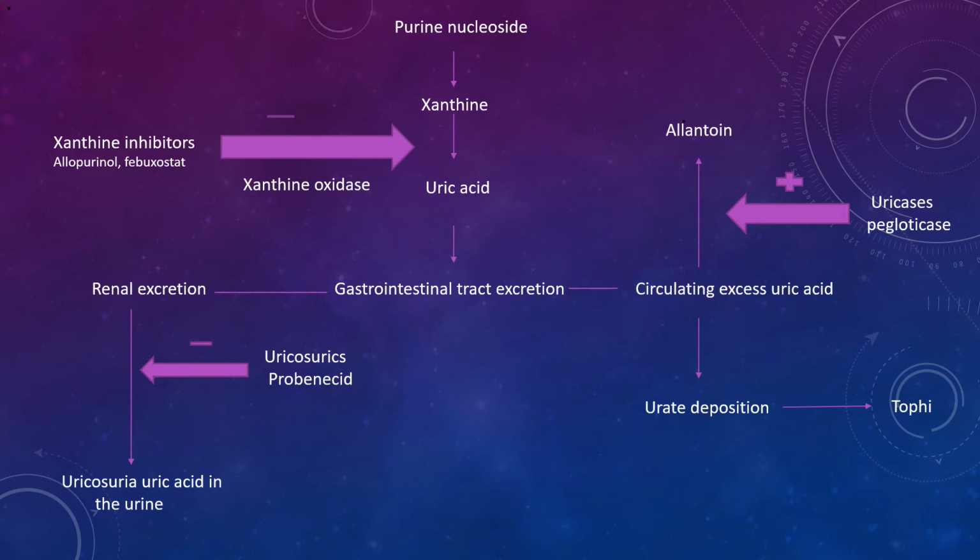On the left, you'll see there's xanthine inhibitors. They work to block an enzyme called xanthine oxidase. On the left-hand side, there's uricosurics, which means we get rid of urine. That's called probenecid. And then on the upper right, we use something called pegloticase or Krystexxa, which is a replacement enzyme with uricase that breaks down the uric acid into allantoin.